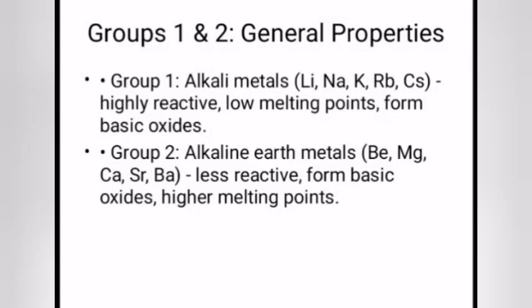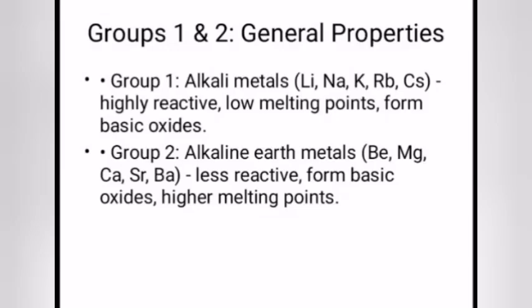For the group two elements, it starts from beryllium downwards. They did not exempt anyone in this group. So beryllium, magnesium, calcium, strontium, and then barium. These elements are less reactive when you compare them to the group one elements. They are reactive, but less so, and they typically form basic oxides, and they have a higher melting point in comparison to the group one elements. They are usually seen as relatives sometimes.